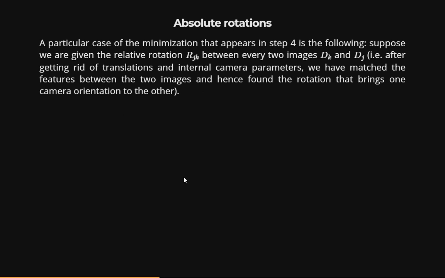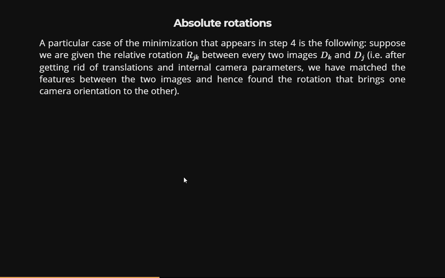So you have two images, D_j and D_k, and you have the rotation from D_k to D_j, which is R_jk. So it's a rotation matrix. So if you have n images, you have n times (n minus 1) halves at most rotation matrices, because for each pair of overlapping pictures, you have a rotation.